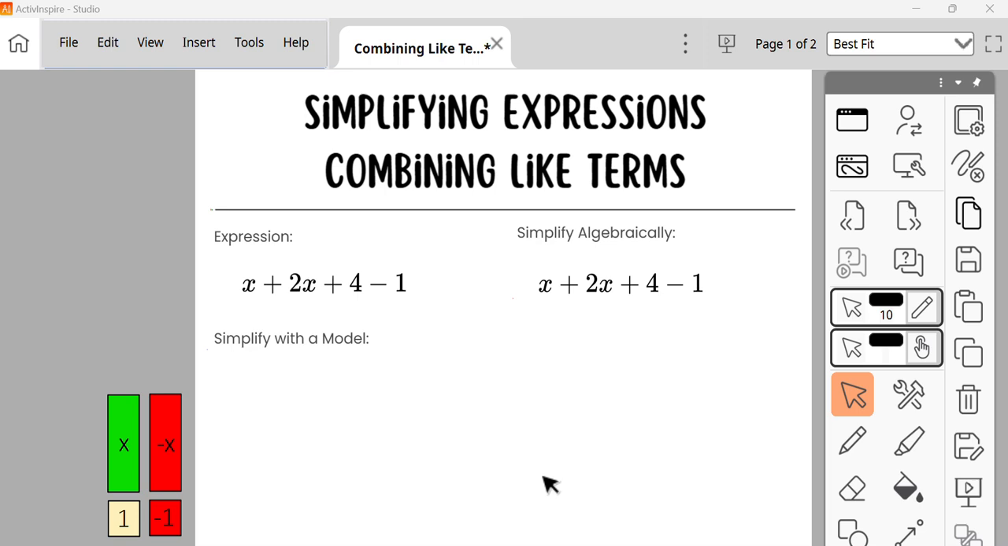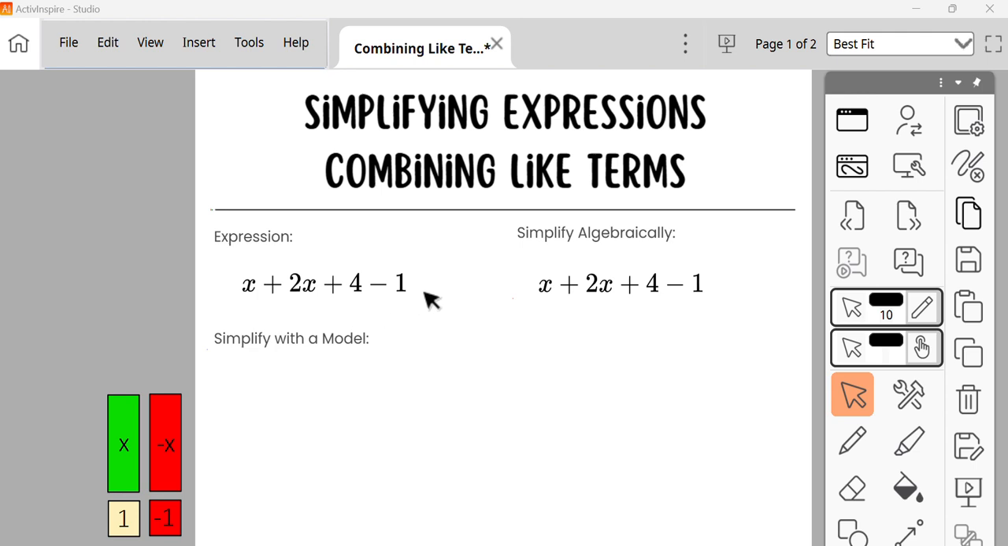Hello, I am very excited today to go through your simplifying expressions notes. Why? Because this is like the beginning of algebra and it just makes me tingle all over because I love it so much. Now, let's look at this expression right here: x plus 2x plus 4 minus 1. The first thing we're going to learn how to do is simplify this expression.